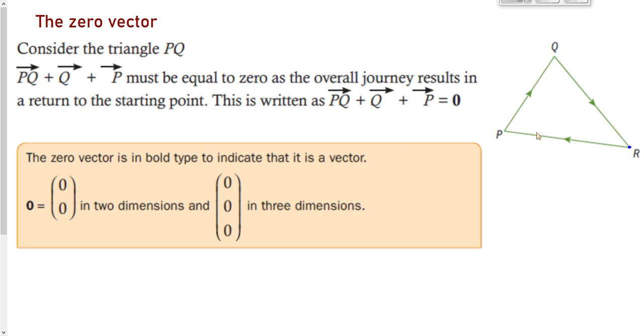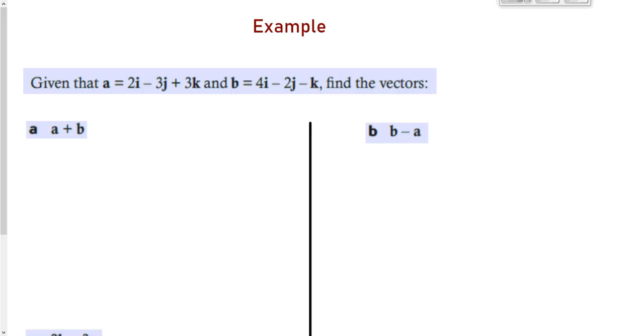If we have a look at this triangle here, we've got three vectors. We've got vector RP. If we go along RP and then we add PQ and then we add QR, we start and we finish at the same spot. So the resultant vector is going to be 0. Basically your displacement is 0. All right, so let's add some vectors together.